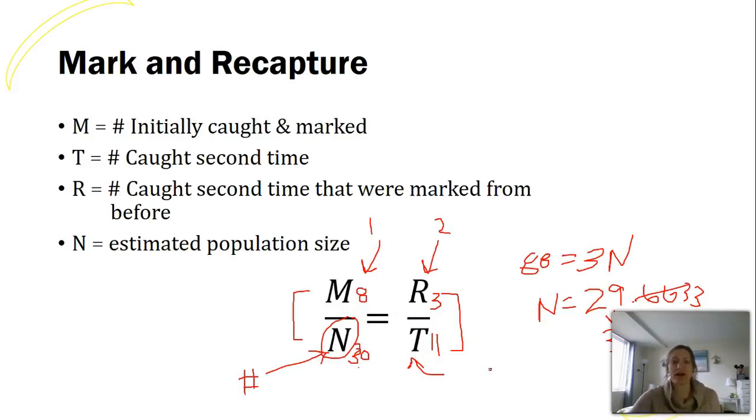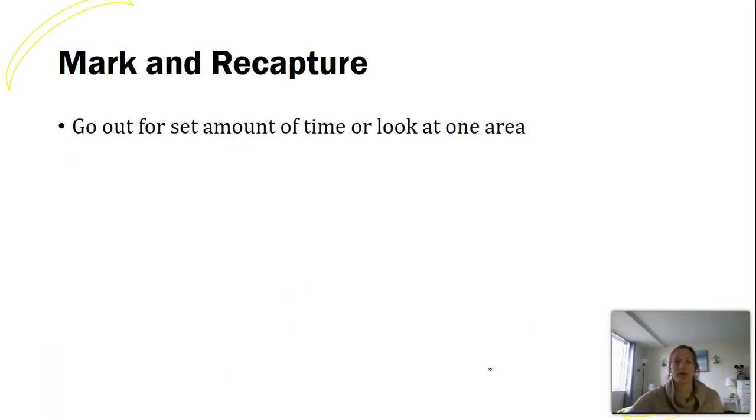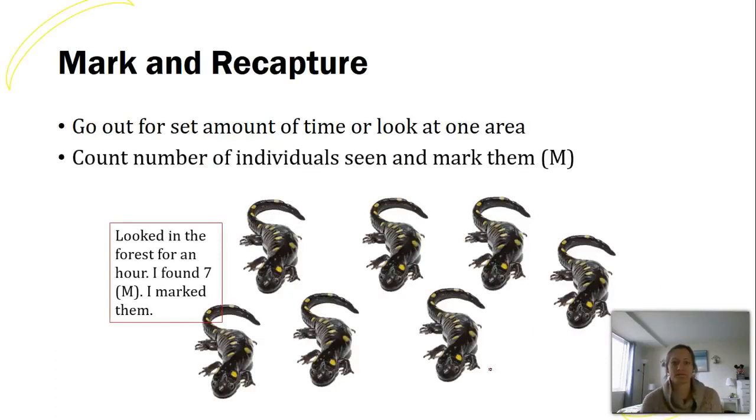So let's do this with a different example. I'm going out, I'm looking for spotted salamanders. I went out to a forest and I was looking in this one area for about an hour and I found 7 and I marked them. Maybe I marked them by putting a metal band on their arm or something. So I marked them, and that's my M, right? M is for mark. Then I put them back in the environment to let them hang out with their friends again, to go back to their home, to eat, etc. I just want to mark them and throw them back.